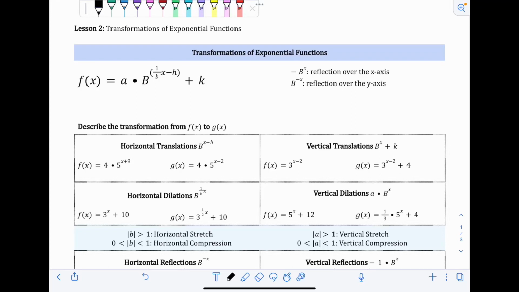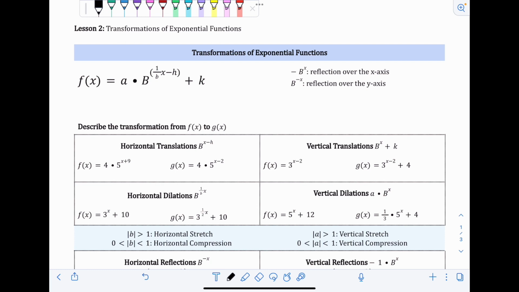Lesson 2 is transformations of exponential functions. So in the upper left corner, we'll start with that formula that has all the different values placed in for all the different types of transformations. And the good news is that they all kind of share the same meaning as they have for every other function that we've studied so far this year.